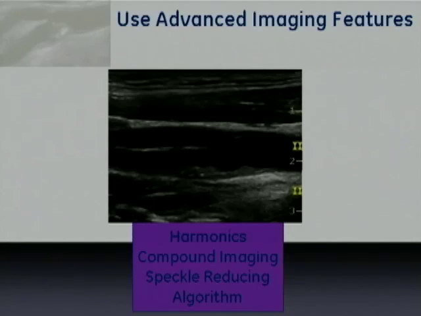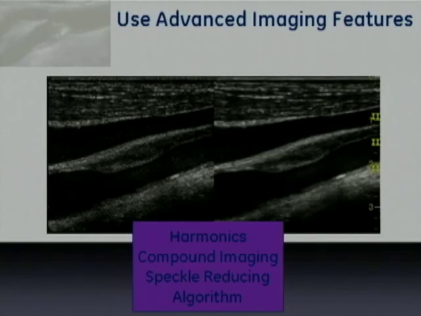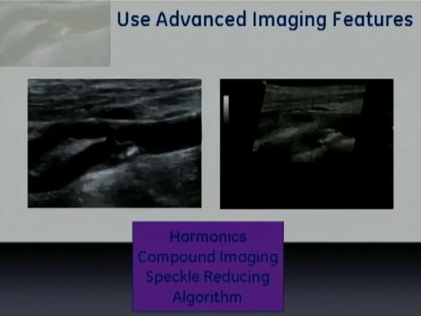It's showing all of the boundary of that plaque and its internal composition, because we've actually layered harmonics, compound imaging, and speckle reduction. This is another example, the base image on the left, the improved image on the right after using the harmonics, compounding, and speckle reducing algorithms. So I would just encourage you to use these features on your equipment to really improve the quality of the images.